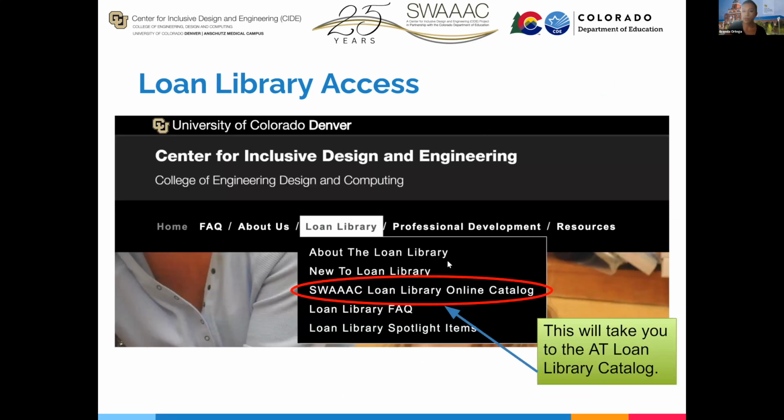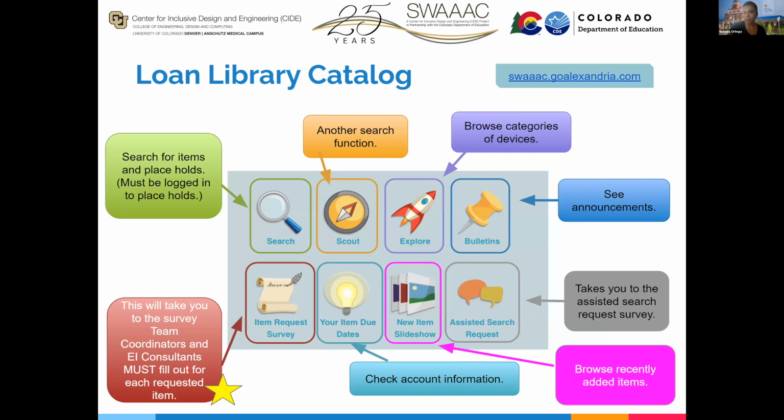And to do so, you will go over to our website and then hover over to the Loan Library tab. Then you will select this SWAAAC Loan Library online catalog. Once you select that, it'll take you over to our Alexandria website. And then from there, the homepage looks something like this. You will see all of these icons, and I'll go over them real quickly.